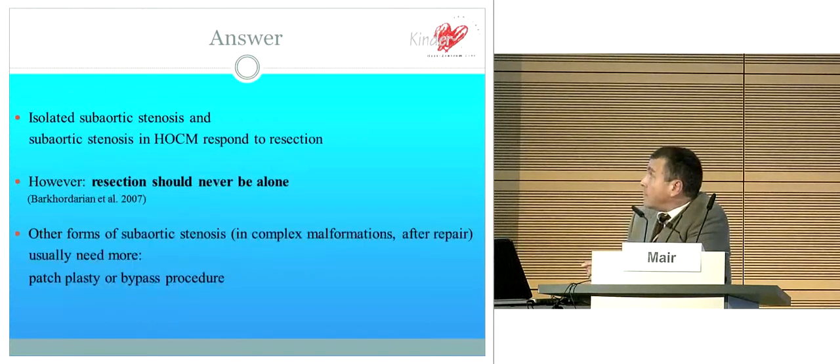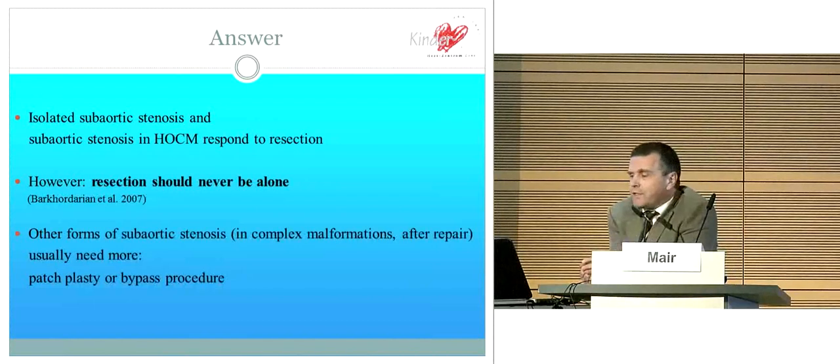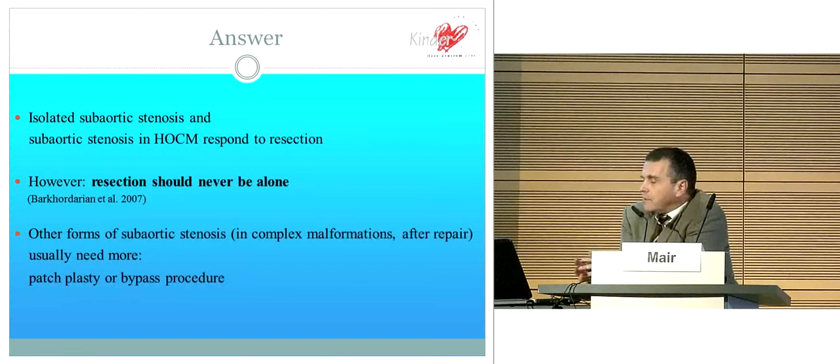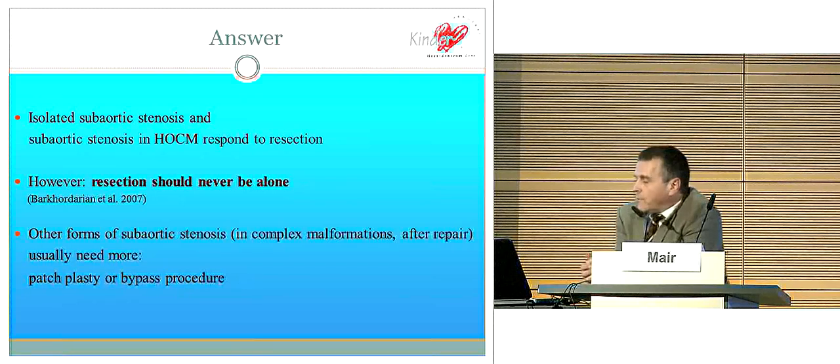So, to answer this question, from our own experience, we can say that isolated subaortic stenosis and maybe the subaortic stenosis in hypertrophic obstructive cardiomyopathy seem to respond quite well to resection. However, resection should never be alone. It should be with myectomy, at least myectomy, and resection of all accessory tissue and mobilization of papillary muscles and whatever is in the way of the blood flow.